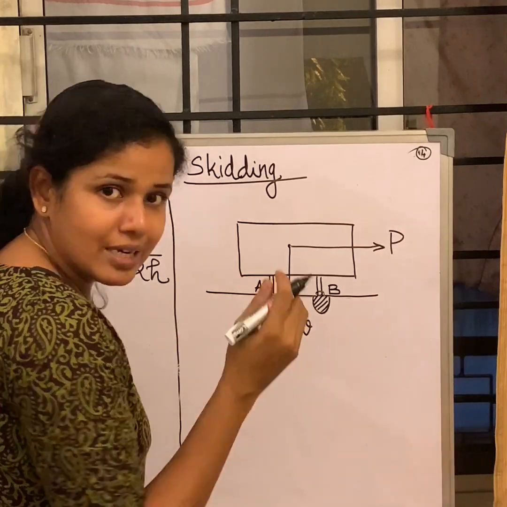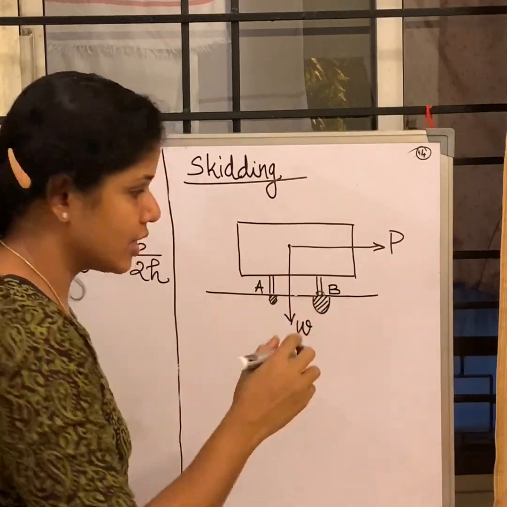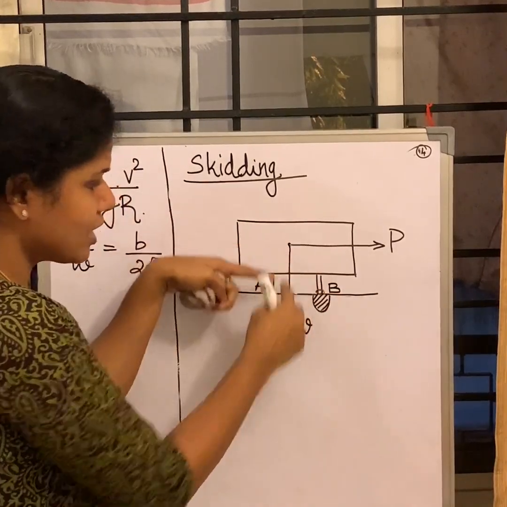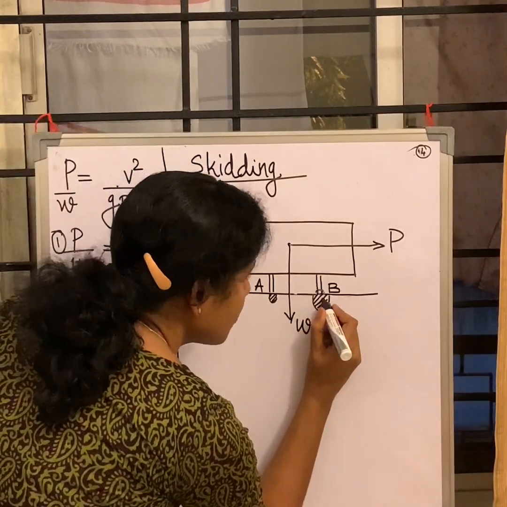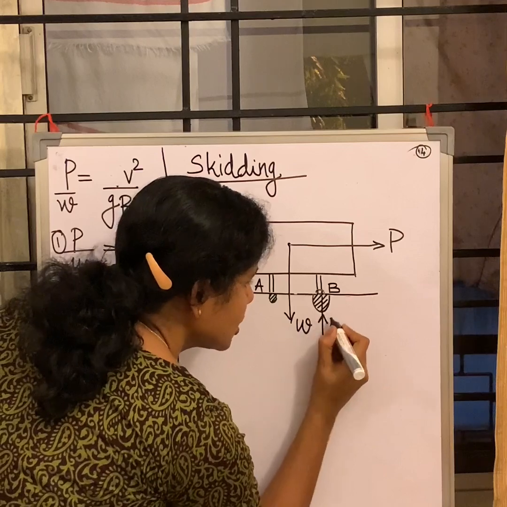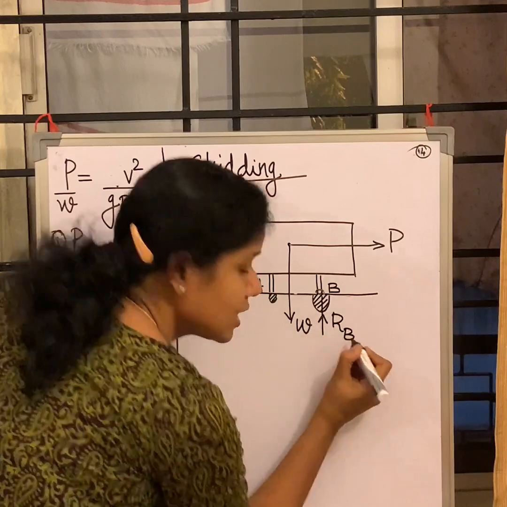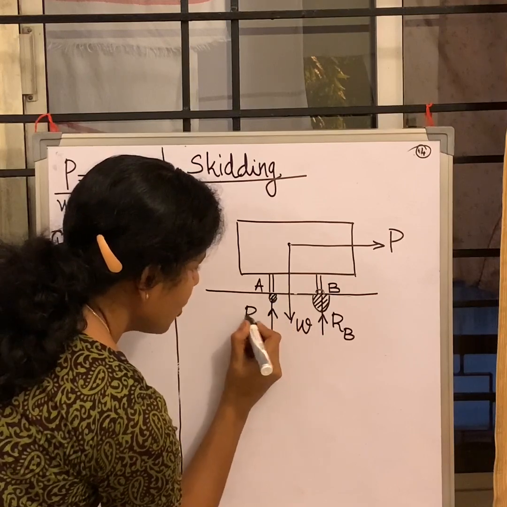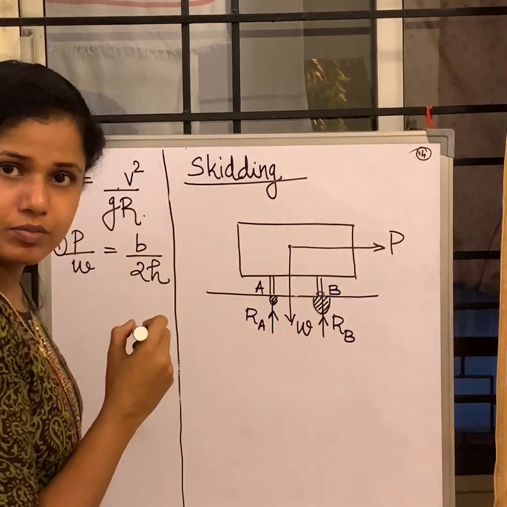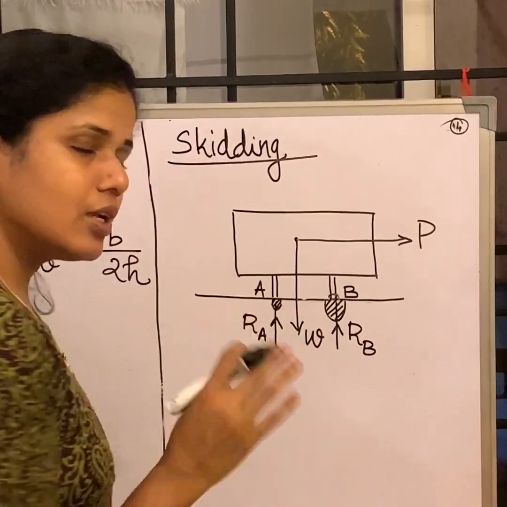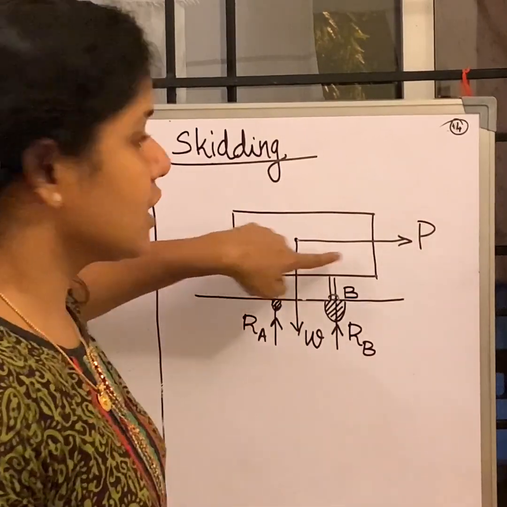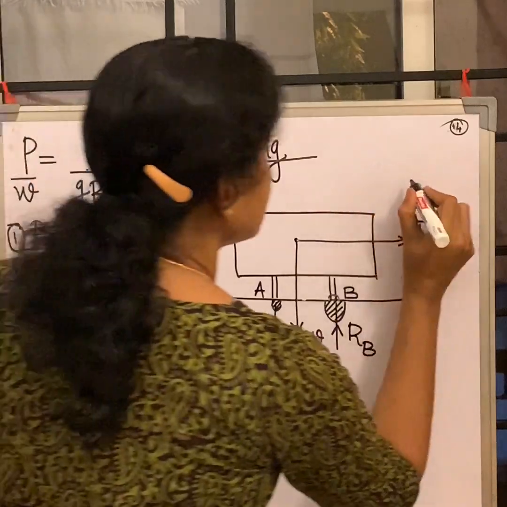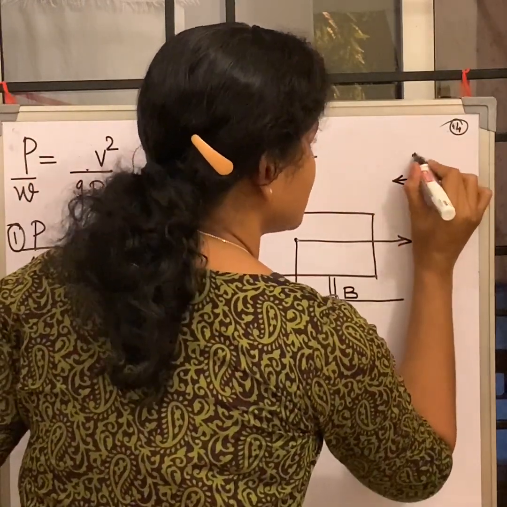Now I know the reactions are happening. First, let's draw the reaction. Reaction means vertically upwards, while weight is acting downwards. This is the normal reaction at B, which I am calling RB. Reaction at A, I am calling RA. Okay. Now let's talk about friction. Friction is in the transverse direction. So P is acting, and opposing it is my frictional force.